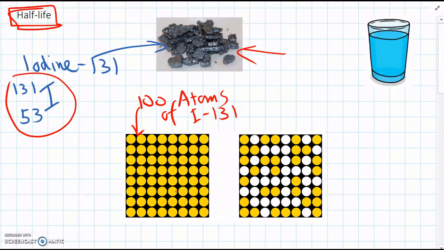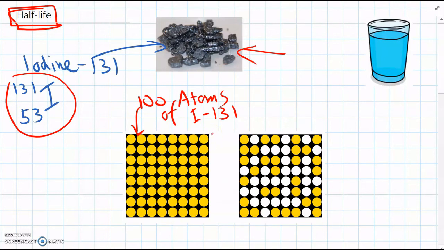And remember that for a nucleus decaying, when it's radioactive, the amount of time that it takes is completely random. So one nucleus might decay straight away, as soon as that element is made. But then another nucleus of iodine might take years and years to decay.